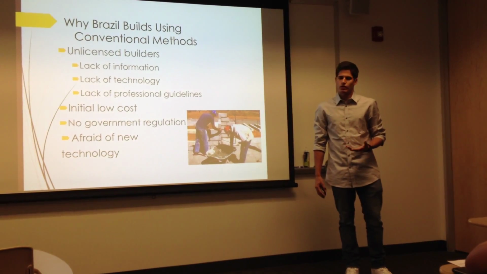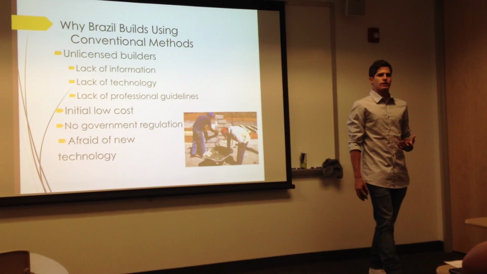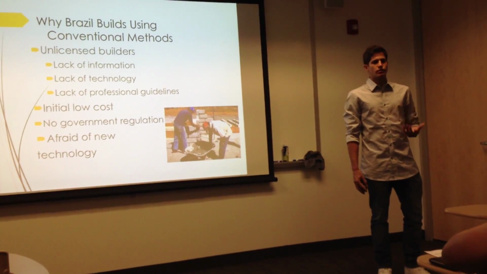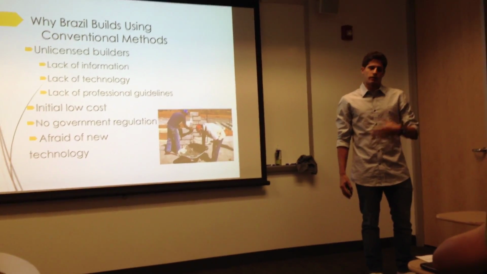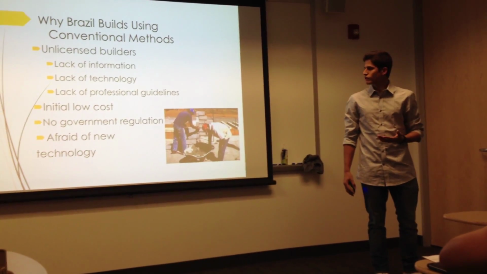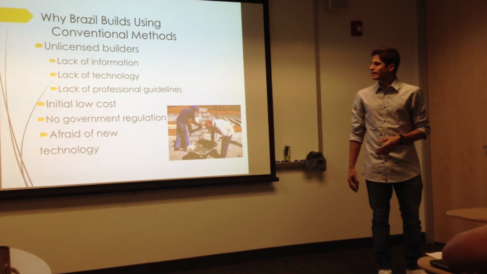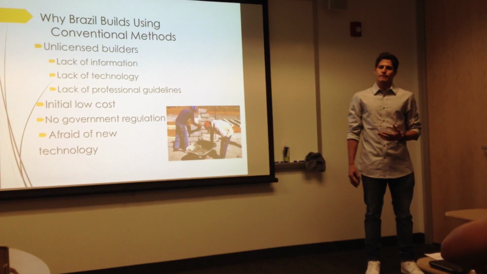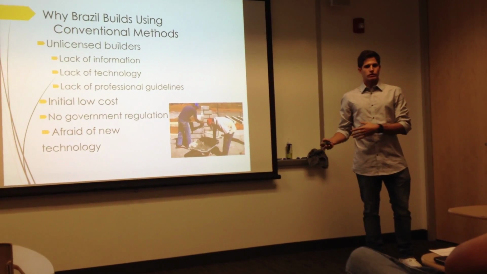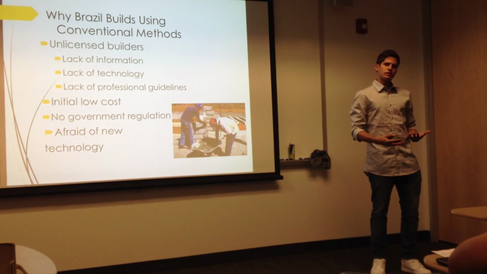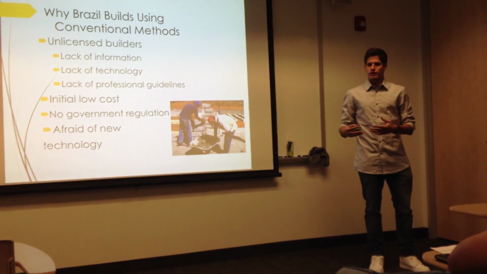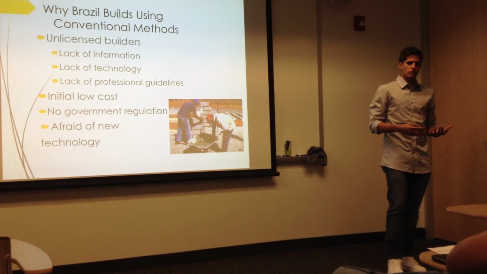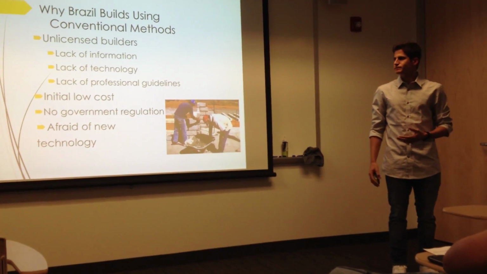We also have initial low cost. Due to the fact that Brazil has a low family income, builders choose cheaper materials to build. In this case, they build with conventional materials. And we have no government regulation. This is a very important factor. That means the government cannot control how and who builds, and this can increase the risks, and it's hard for the government to check the quality of the building.